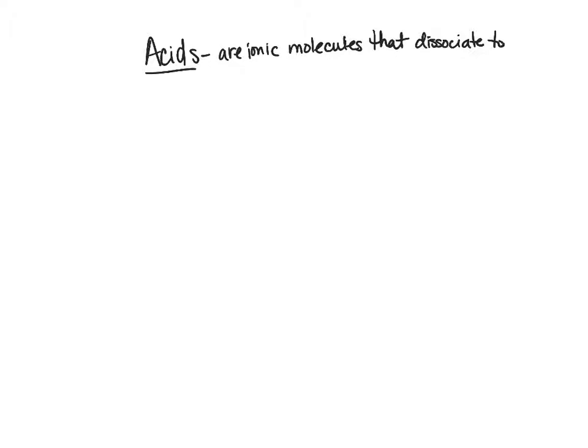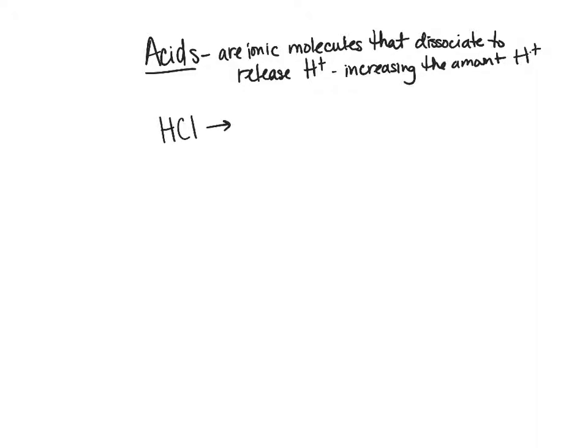So let's take a look at what an acid is. So that's basic water. Let's take a look at an acid. So acids are ionic molecules that dissociate to release hydrogen ions. So these are going to be releasing hydrogen ions into the water, which means it's increasing the amount of hydrogen ions. So, for example, if we talk about hydrochloric acid, which is HCl, if we put that in water, we're going to see a dissociation into ions, which would be the hydrogen ion plus our chloride ion, which is negative.